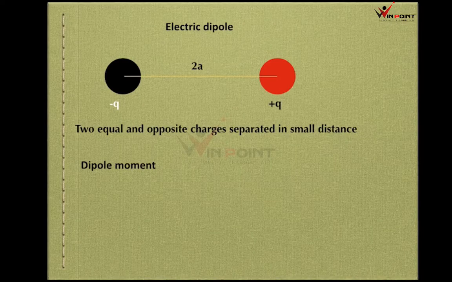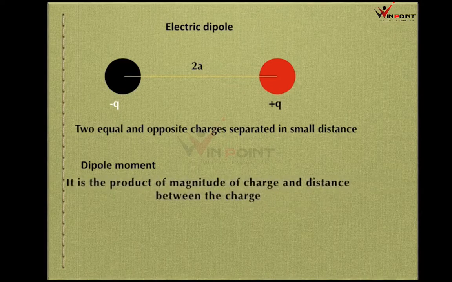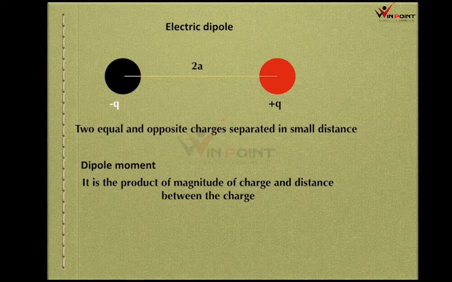Next one is dipole moment. If we take the magnitude of the charge, here it is q. If the charges are plus 5 and minus 5, the magnitude is 5, and here the magnitude is q, and the distance between these two charges is 2a. So dipole moment is the product of the magnitude of the charge and the distance between the charges. So dipole moment P will be equal to q times 2a. P is equal to q2a.